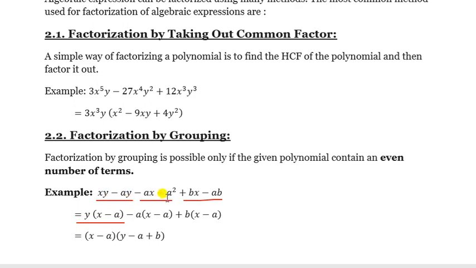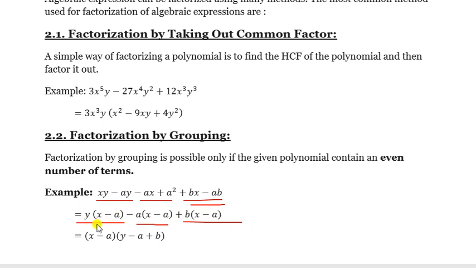Okay. Now from the next two terms I have taken common only minus a, because from these two terms we can take only a common. So if we take minus a, then it will be x minus a. Now from the next terms we can take common b, because bx minus ab, so b is common. So if we take b common, it will be x minus a.